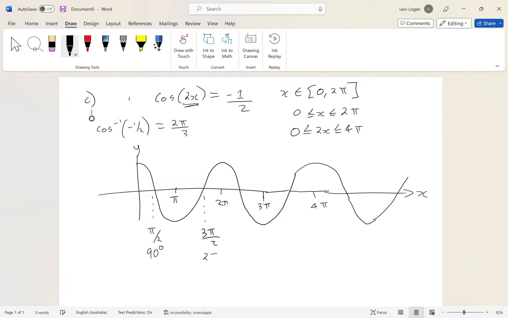This is 270 degrees. So 120 degrees is going to be here. So now we draw a line for our solution. We have a solution there, there, and there. But this one is out of our domain, so we don't have to worry about that one.